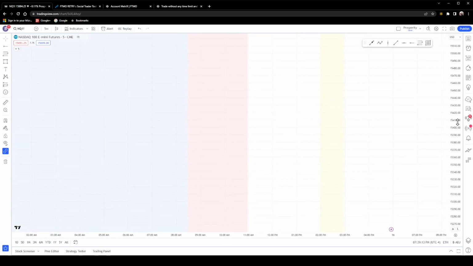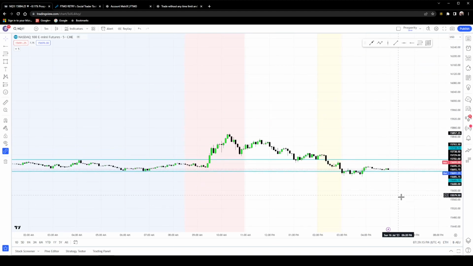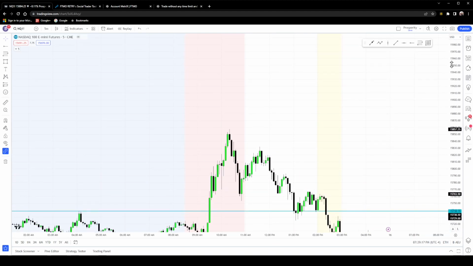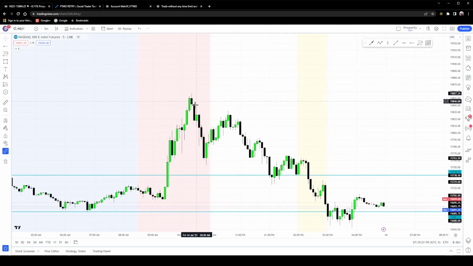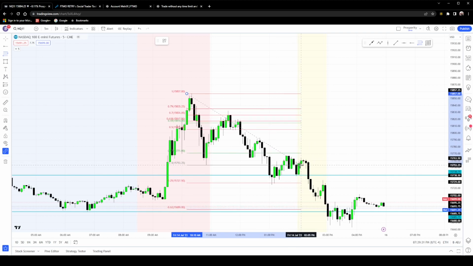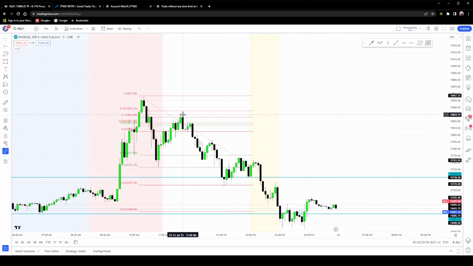Where's price? Yeah, this was Friday. So we didn't have a fair value gap, but if you took your fib, it almost made it there. It was above the 50, right? We took out the highs of London. It was above the 50.